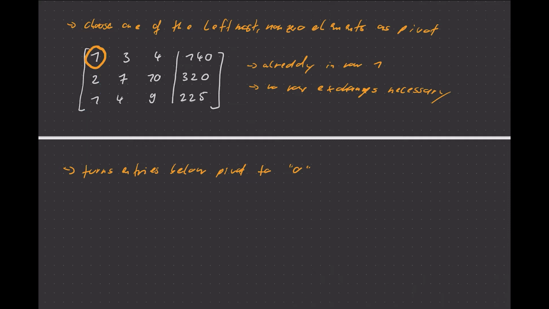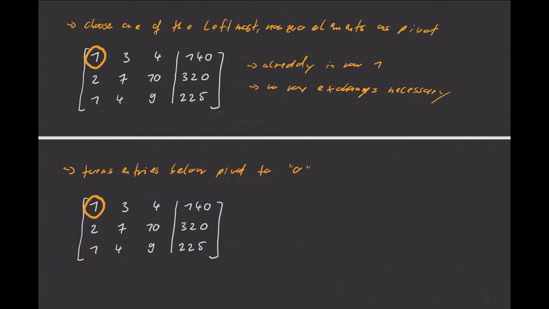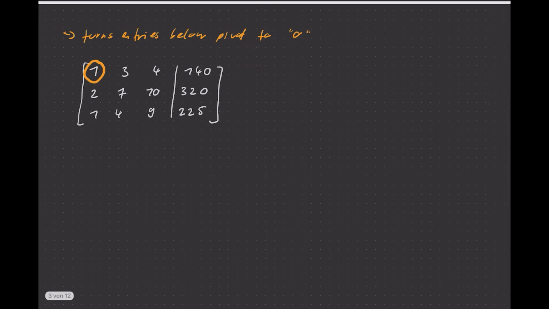So let's again copy the current status here. This is our current tableau. And what we want to do next is we want to turn the entries below that pivot here, these entries, we want to turn those to 0. Of course, that one as well. And we do that by adding suitable multiples of row 1 to the other 2 rows.